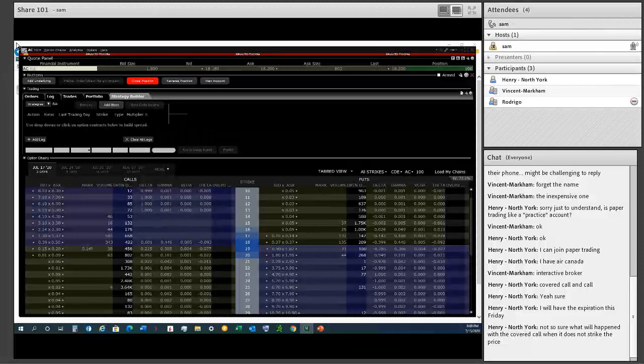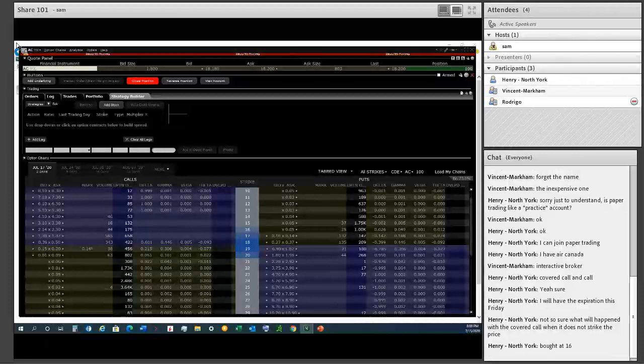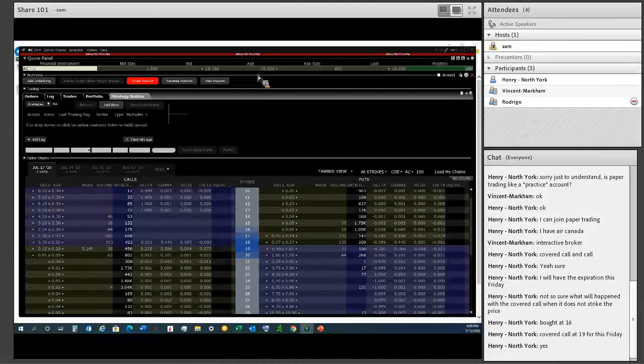I'm not sure what will happen with the covered call when it does not strike the price. Okay, well, if it doesn't strike the price, the option will expire worthless. And whatever the stock moved, did it move up or down? What price did you get it at? Okay, you bought it at 16. It's trading at 18, right? 18.20, is that right?